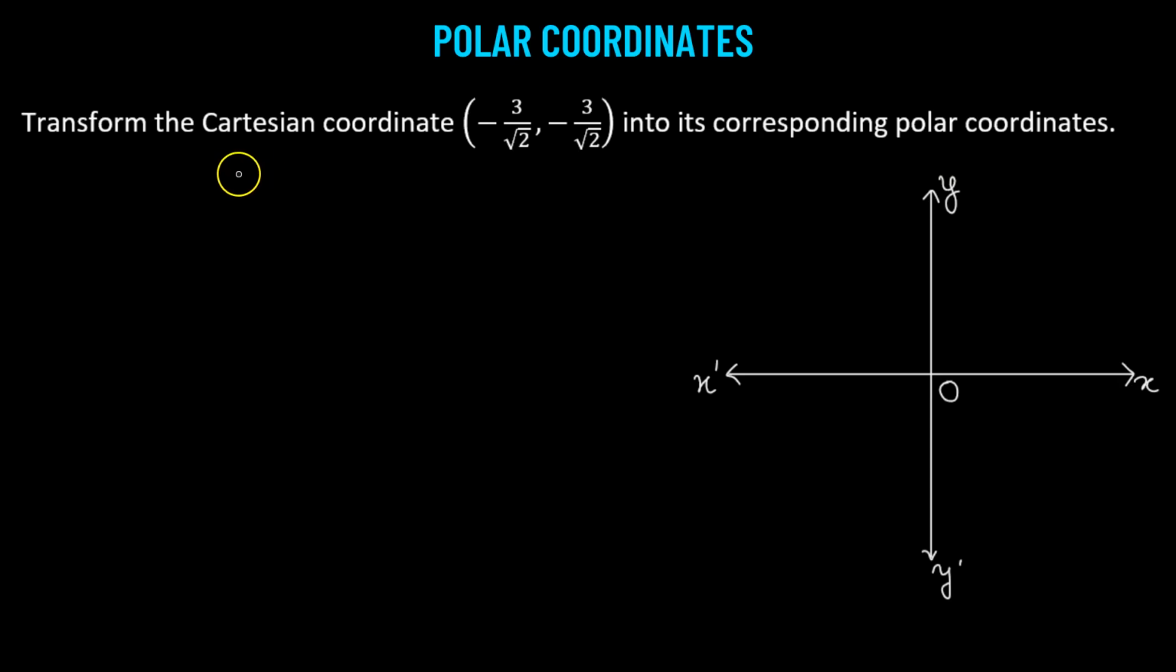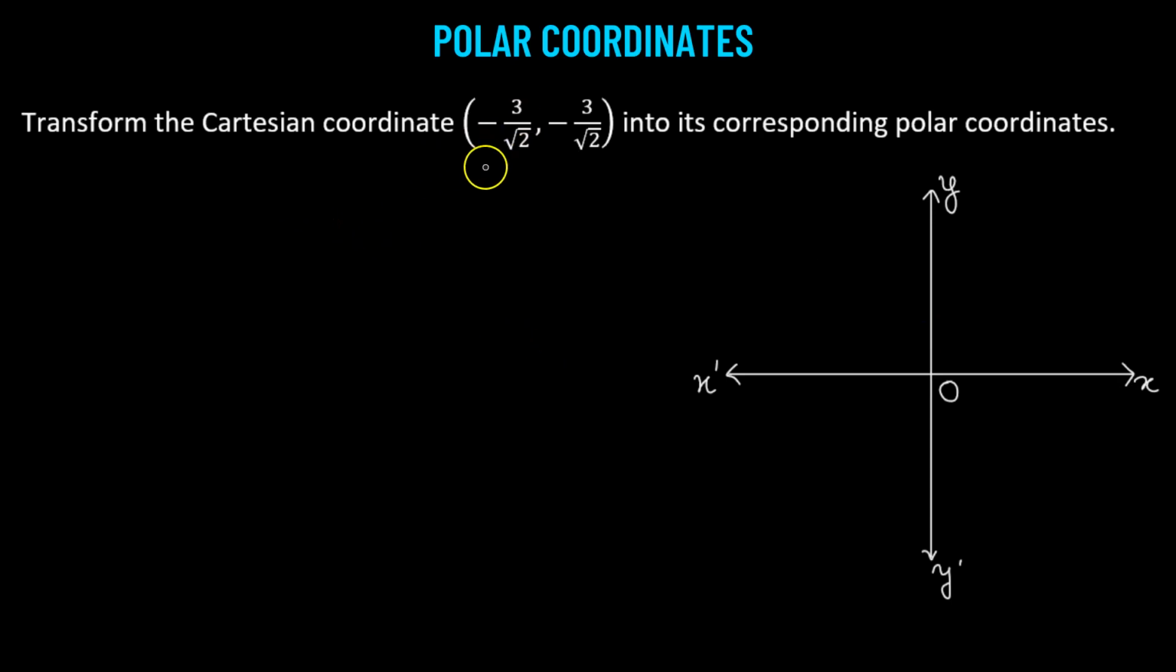So here in this problem, we need to transform the Cartesian coordinate (-3/√2, -3/√2) into its corresponding polar coordinate. Now, let's first begin by plotting the point on the Cartesian plane.